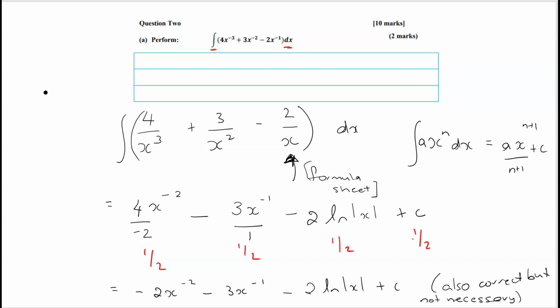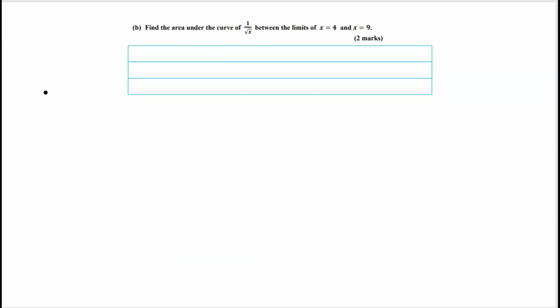For section B. Okay, finding the area. Now again, it's integration. So that the area, now you should have done a quick sketch of this as part of your working, but it's not for mark, so I won't include it here. It's the integral between 4 and 9.